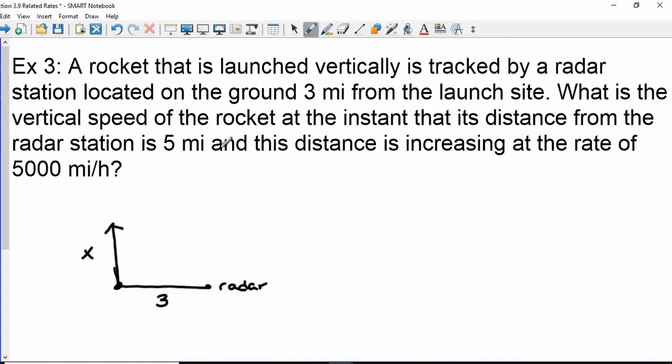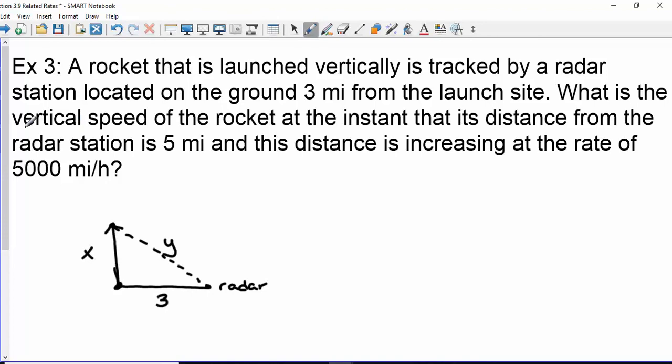What is the vertical speed of the rocket at the instant that its distance from the radar station is 5 miles, and this distance is increasing at a rate of 5,000 miles per hour? So I'm talking about the distance between the rocket and the radar station. Is that going to change? Yeah, as it goes up, they're getting further apart. So that needs to be a variable as well. So I'll call that one y.